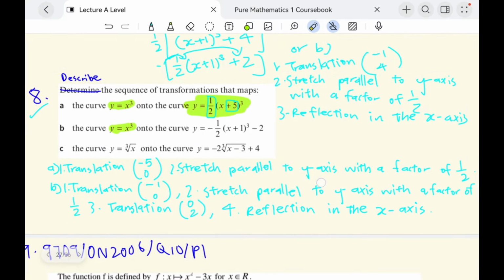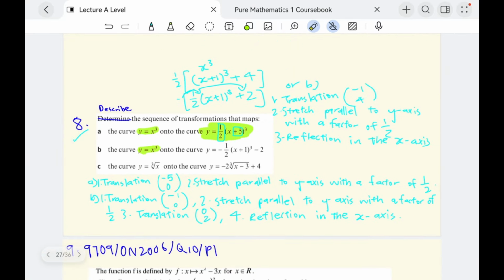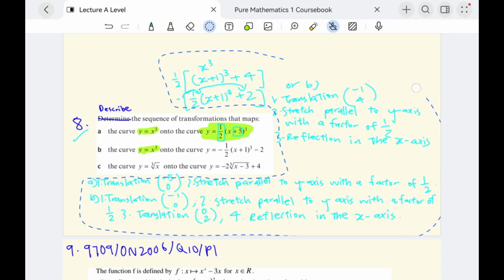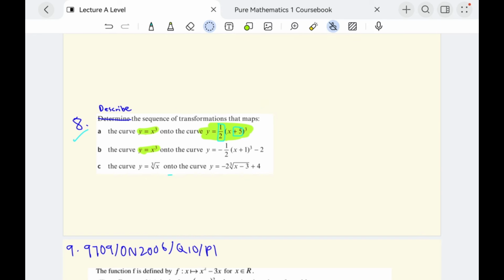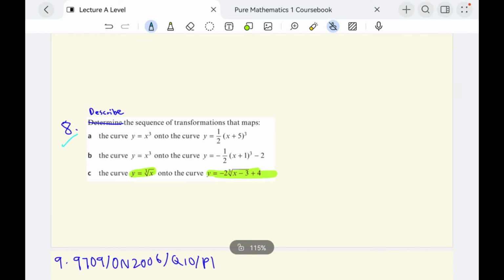So let's take a look at part C. I may clear this up for me to do C easily and free some space to do C. Okay. For C, describe the sequence of transformations that maps the curve y equals cube root of x onto the curve of this. So what's the sequence to transform this?